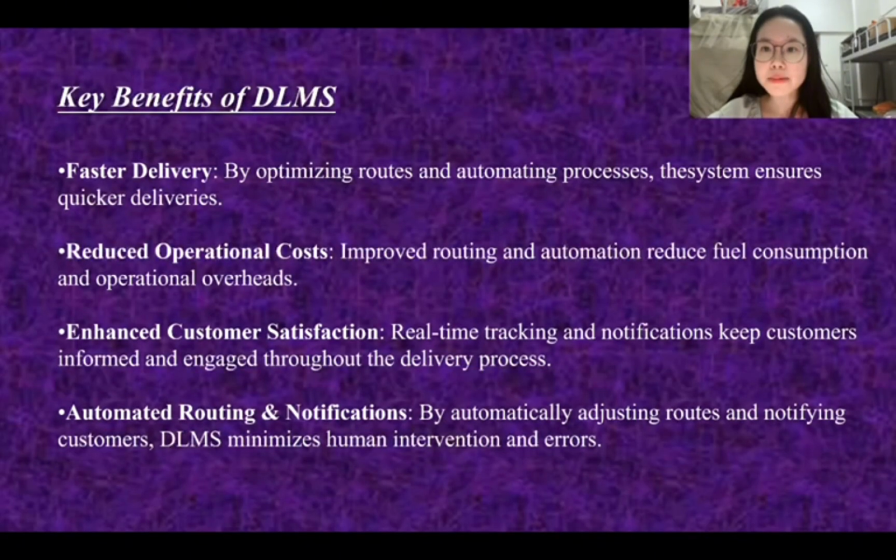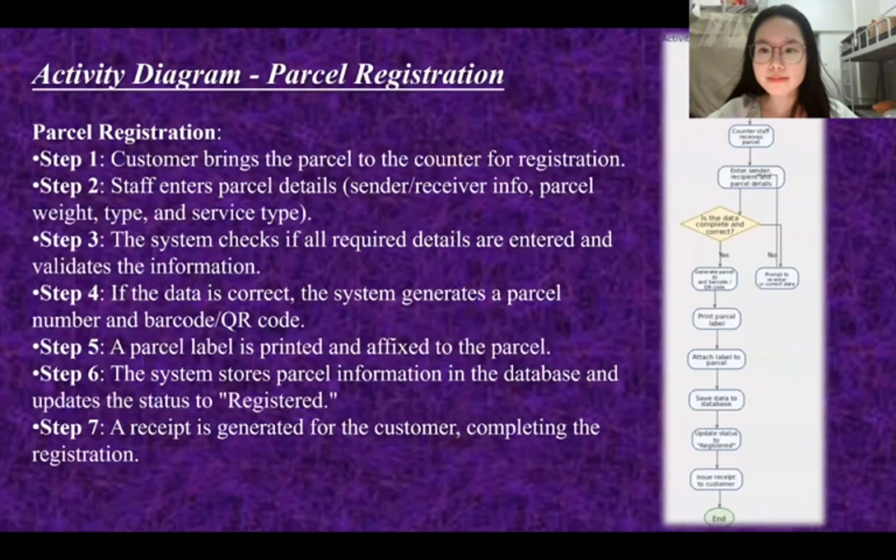Next are the key benefits of DLMS. The system provides faster delivery, lower cost, and better customer satisfaction. Automation also reduces manual work and improves efficiency. Next is the parcel registration process. The process starts when a customer brings a parcel to the counter. Staff enters parcel details, and the system checks the information.